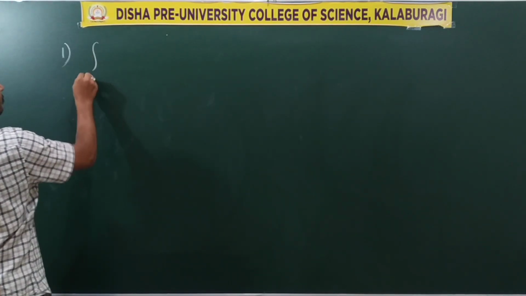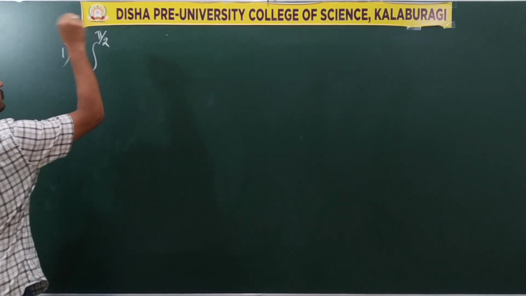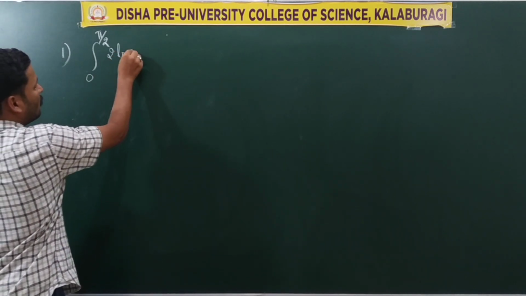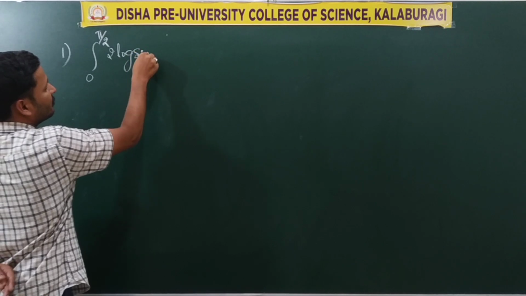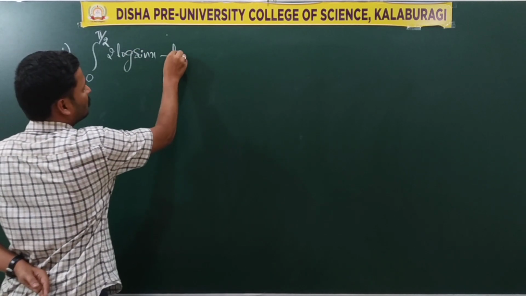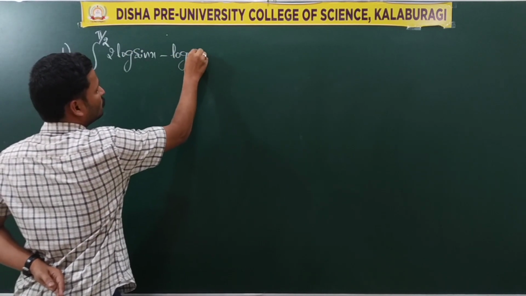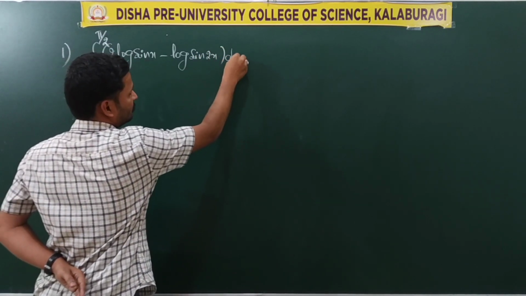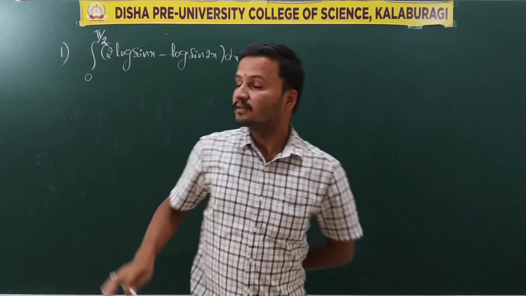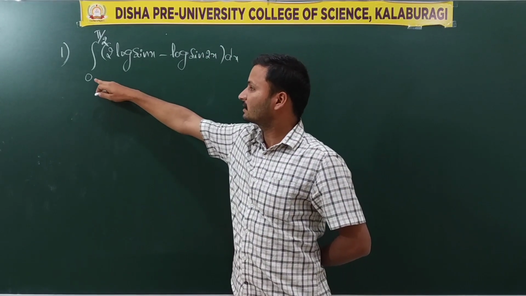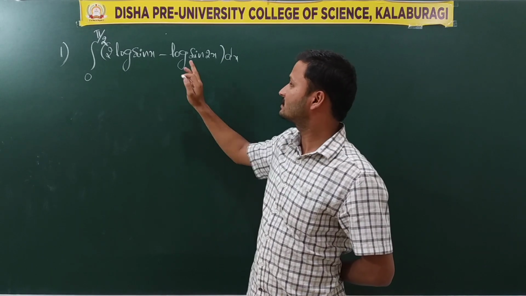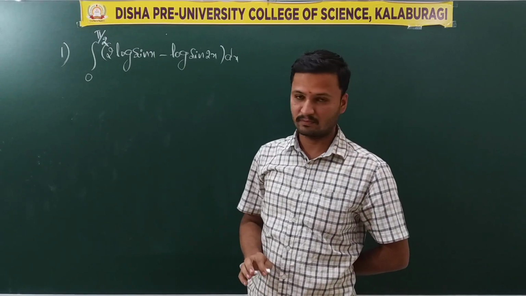Evaluate the integral from 0 to pi by 2 of log of sin x minus log of sin 2x with respect to x. So your question is, evaluate the value of the integral 0 to pi by 2 of log of sin x minus log of sin 2x.